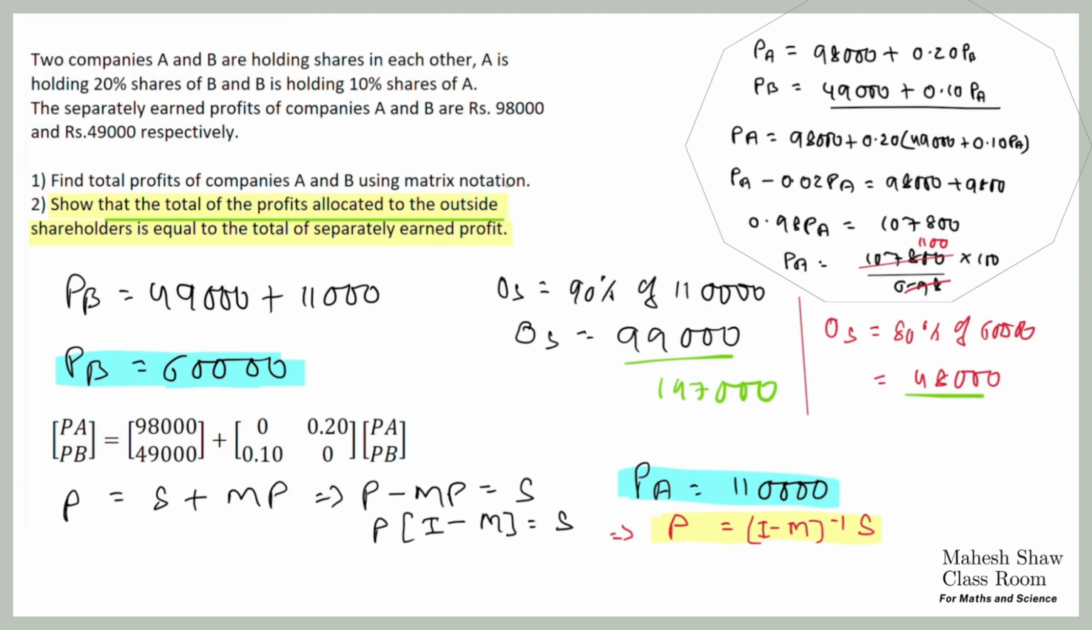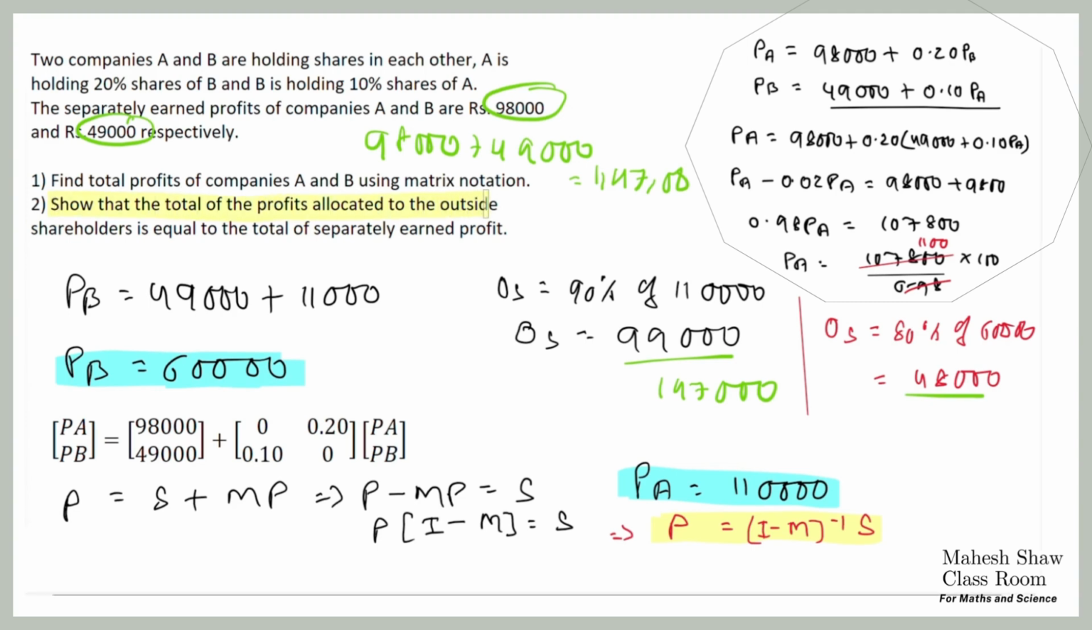Total separately earned profit is the sum of these two, that is 98,000 plus 49,000, but here we are not going to use matrices. This comes out to be 1,47,000 only. So this is what we needed to prove, that the total profit allocated to outside, which is 1,47,000, is equal to the total profit earned separately, which is the sum of these two, 1,47,000. A 1 is missing over here.